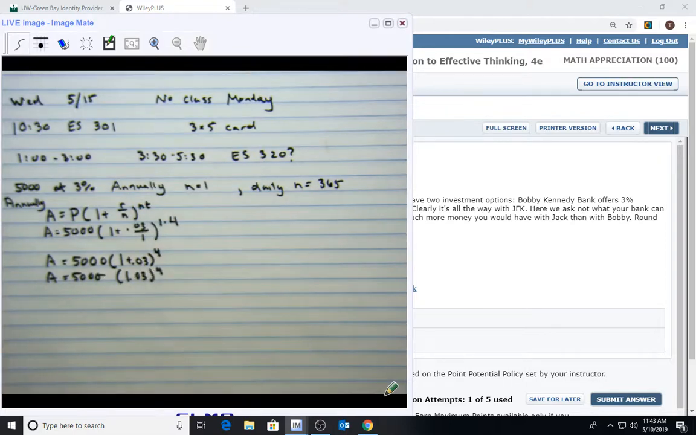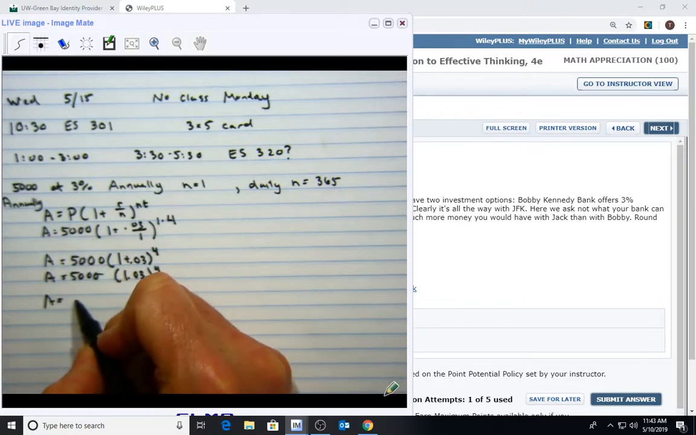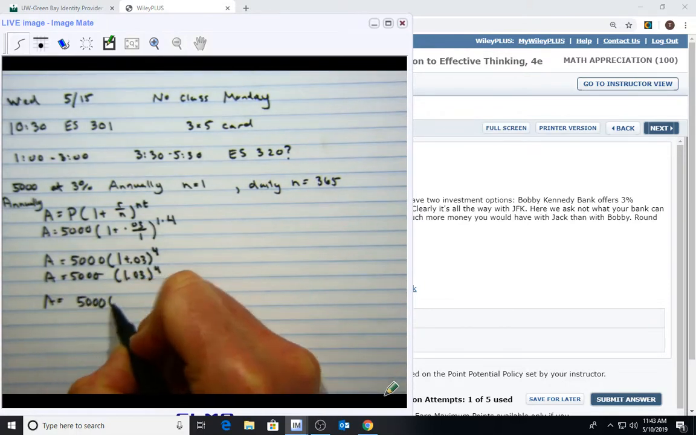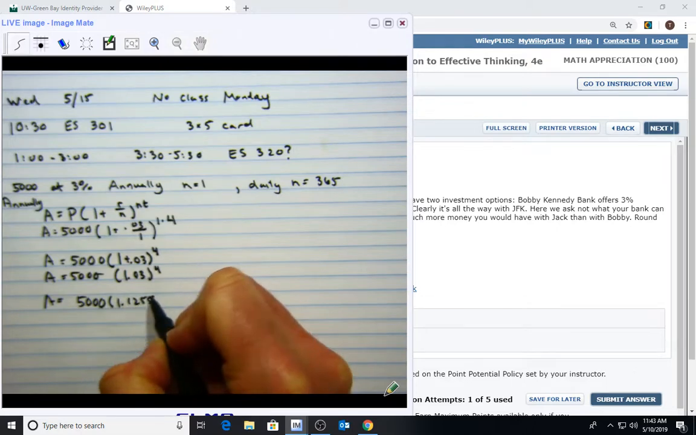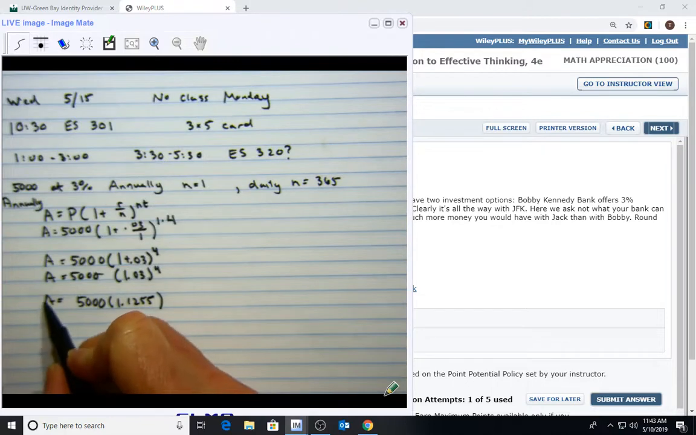Remember, we apply the exponent before we multiply times the 5,000. So 1.03 raised to the 4th power, and then when you multiply times 5,000, and I'm not rounding off in my calculator like I did on the paper, so it's more digits in my calculator.